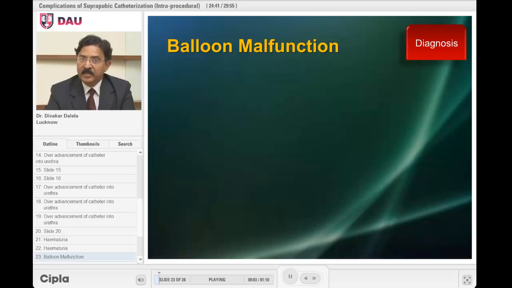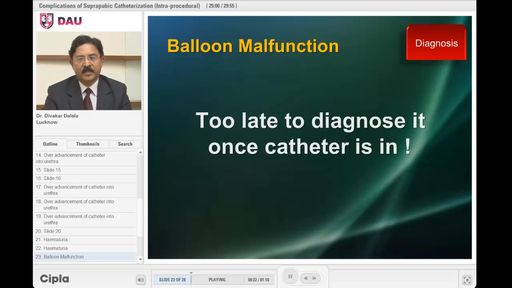Another complication, and a very bad one to have, is a balloon malfunction. What does it mean? It means that you put the catheter in through the trocar, urine is leaking by the side of the Foley catheter, and your assistant tells you, "Sir, I'm not able to inflate the balloon." Now this is a bad thing to have, and it is too late to diagnose once the catheter is in.